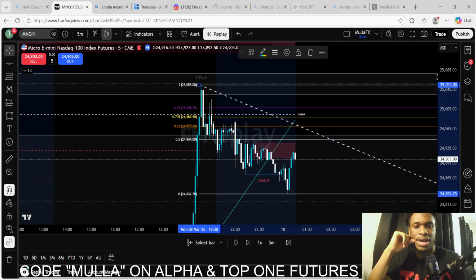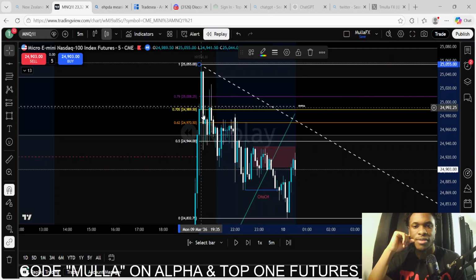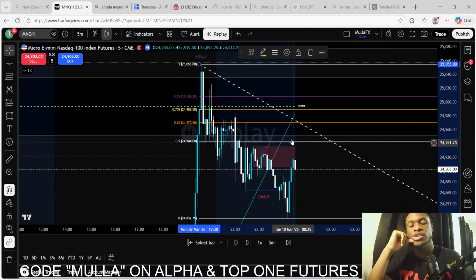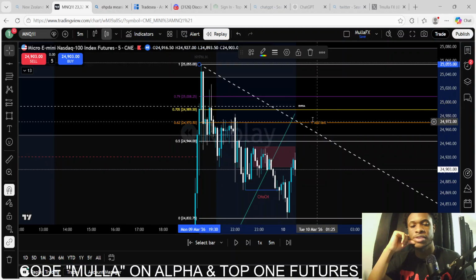So what do I see? I can see that it tried to break above, came below, tried to break again. So it tried once, came below, tried twice, came below, did not break it. So I'll be looking for a retest of it right here. So if we play this for 1 minute, this is where my entry would be.